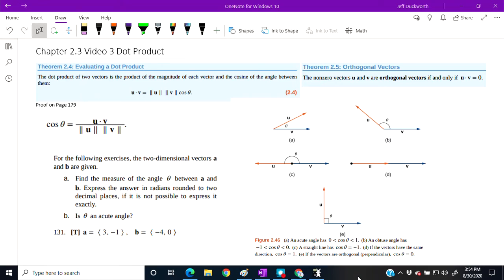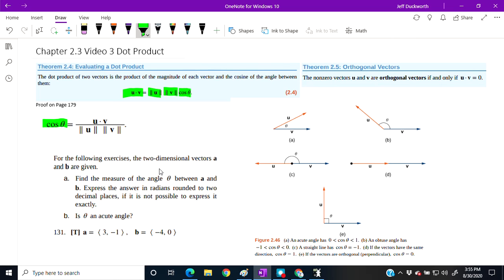All right, we have an application for our dot product here. Theorem 2.4 with the proof on page 179 in your book is U dot V equals the magnitude of U multiplied by the magnitude of V multiplied by the cosine of whatever the angle that separates them is. And a general rewriting of that for ease, we set everything equal to cosine, so a little bit of algebra will give us this formula below. We're going to use that formula to answer a couple of these questions.